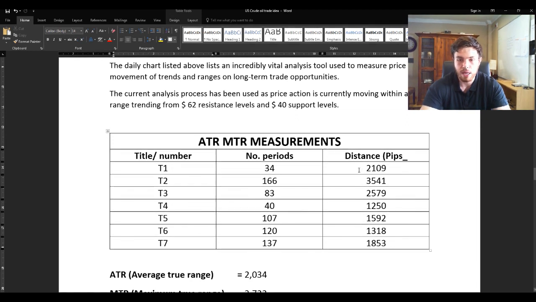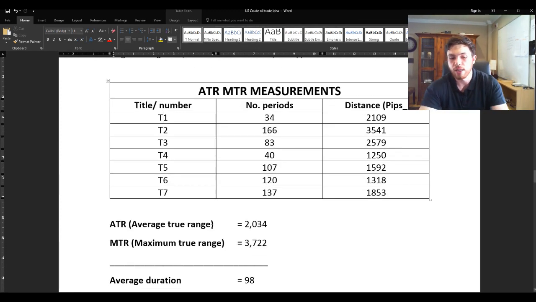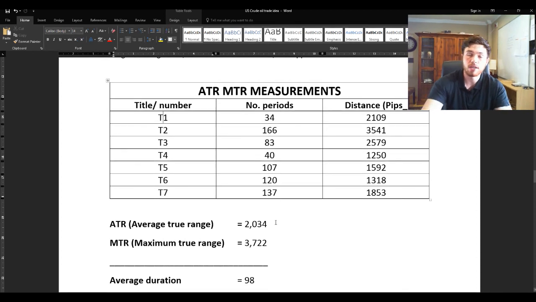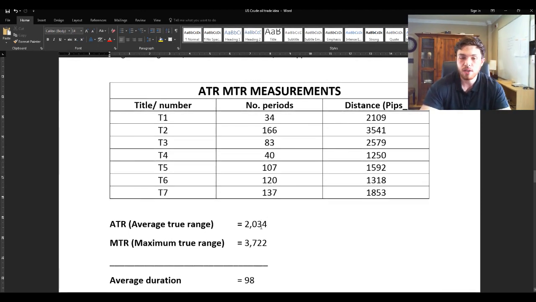You can see we've traveled 2,109 pips on the first opportunity, then 3,500 pips, 2,500, 1,250. What I did is I took the last 7 trends that we have seen and I averaged them out. So the average, or the average true range, so the average distance that the last 7 ranges have traded is 2,034 pips. Now 2,034 pips you'll see is quite a significant number.